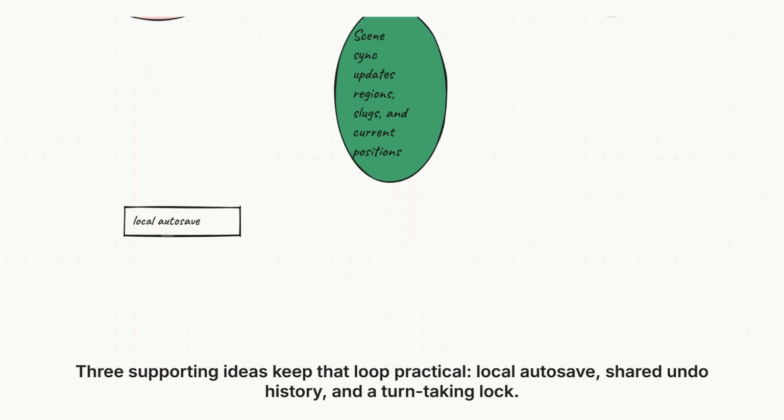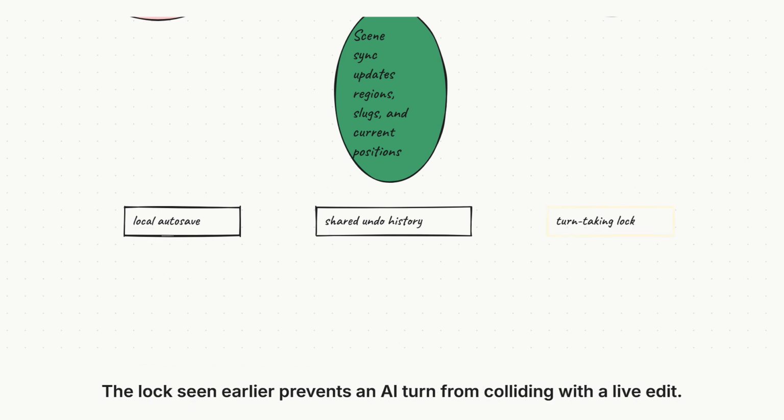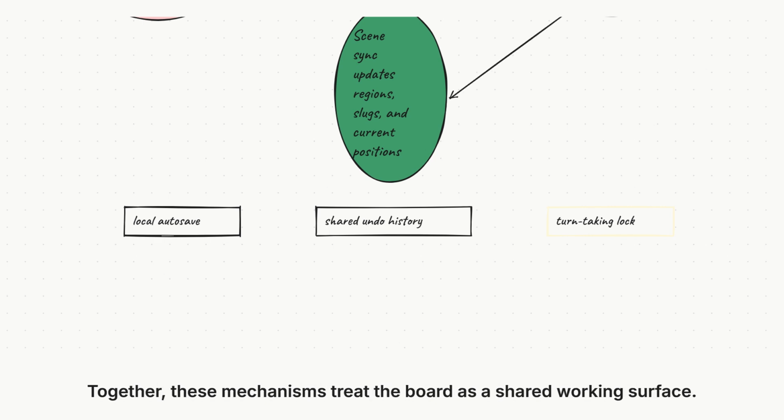3 supporting ideas keep that loop practical: local autosave, shared undo history, and a turn-taking lock. The lock seen earlier prevents an AI turn from colliding with a live edit. Together, these mechanisms treat the board as a shared working surface.